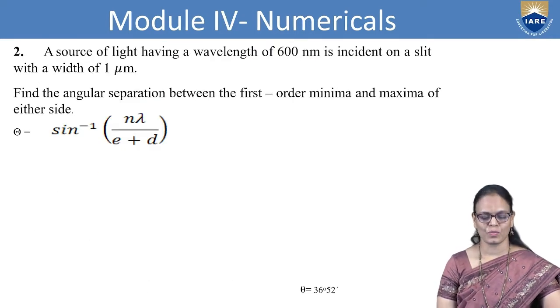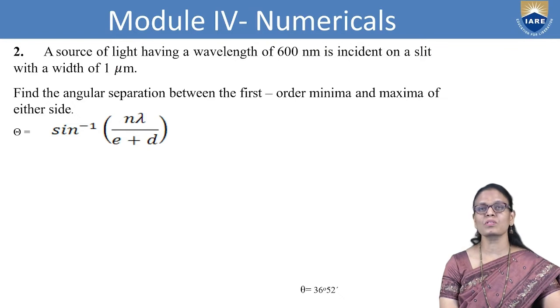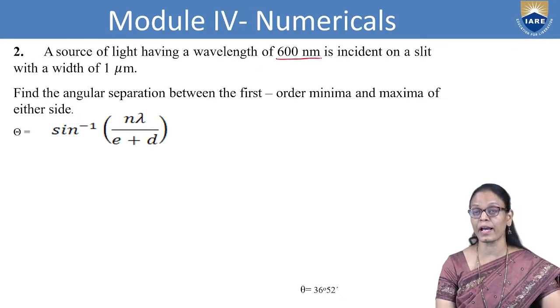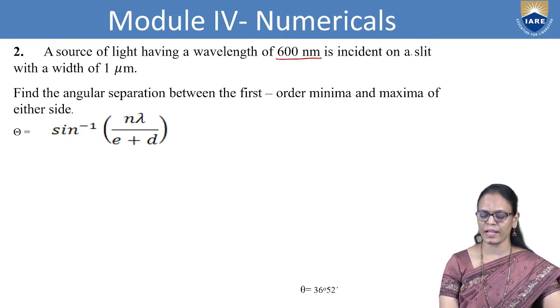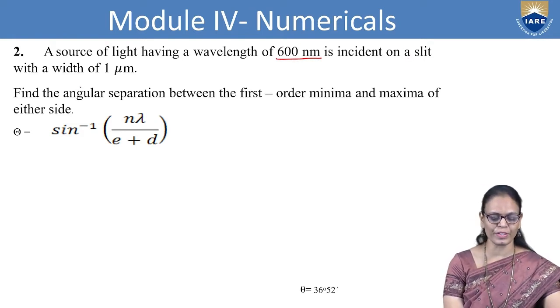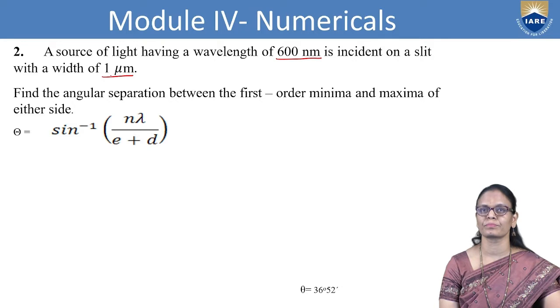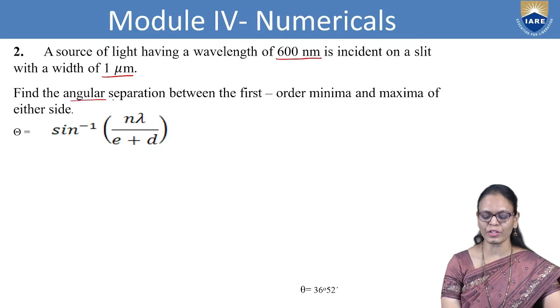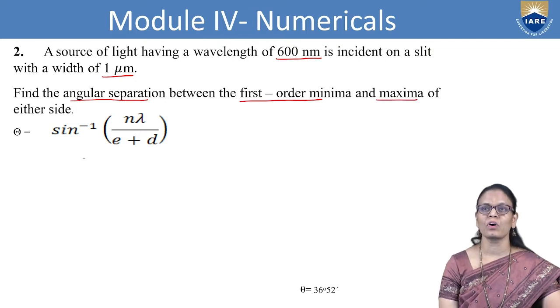Now coming to the next one. A source of light having a wavelength of 600 nanometer is incident on a slit of width 1 micrometer. Wavelength is given, width of the slit is given. We have to find the angular separation between the first order minima and maxima on either side. So we have to find the angular separation theta.